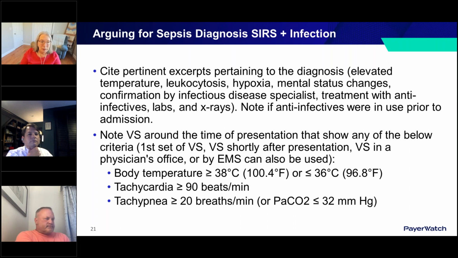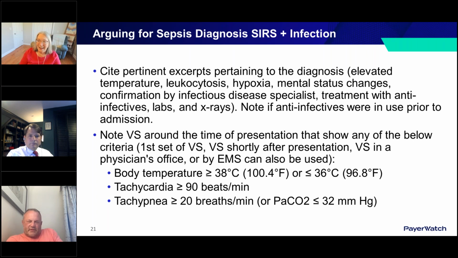So let's talk about appeals a little bit. Just to give you some tips on what we do at PayerWatch in the written appeal back to the payer, make sure that you're citing in your appeal documentation the excerpts from the medical record pertaining to that diagnosis: the elevated temperature, leukocytosis, hypoxia, confirmation by infectious disease specialist, noting whether anti-infectives were used prior to admission because that can blunt the response to an infectious agent. Also look at things like, are they on beta blockers, which can blunt their response to infection by blunting their heart rate response. Things like that you want to be aware of as well. Looking at the vital signs at the time of presentation.